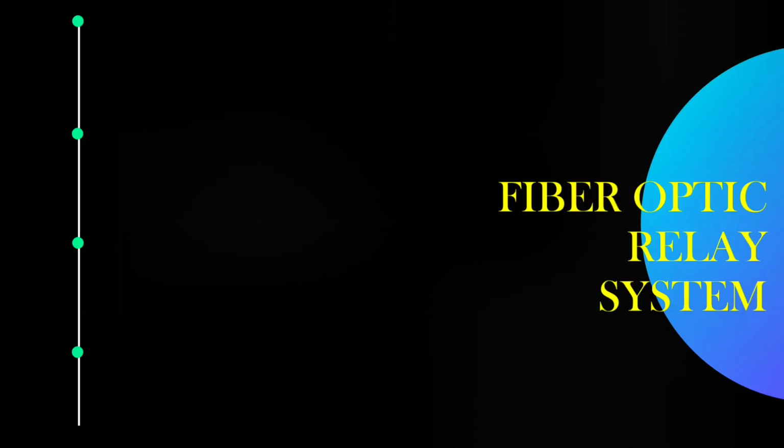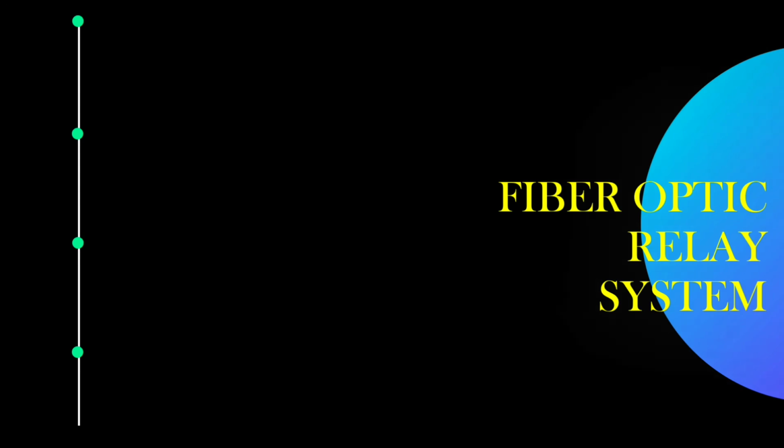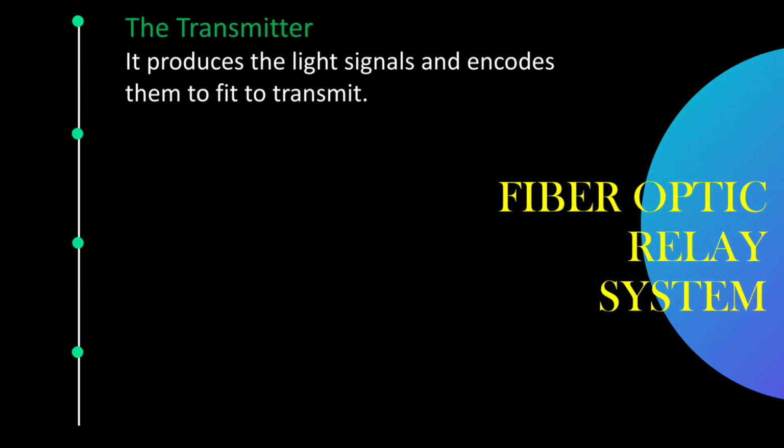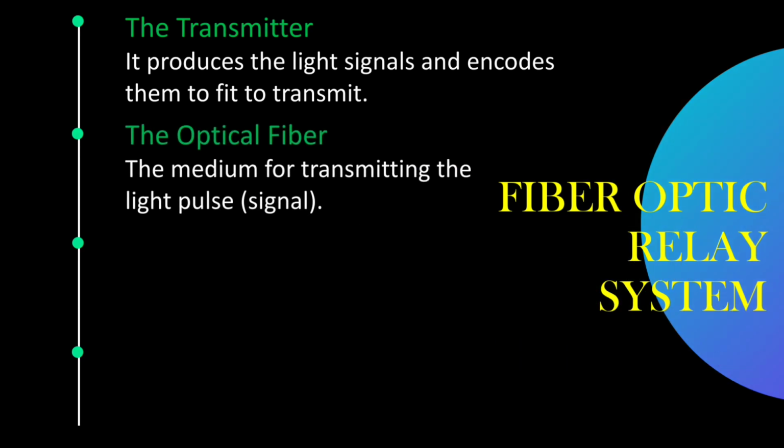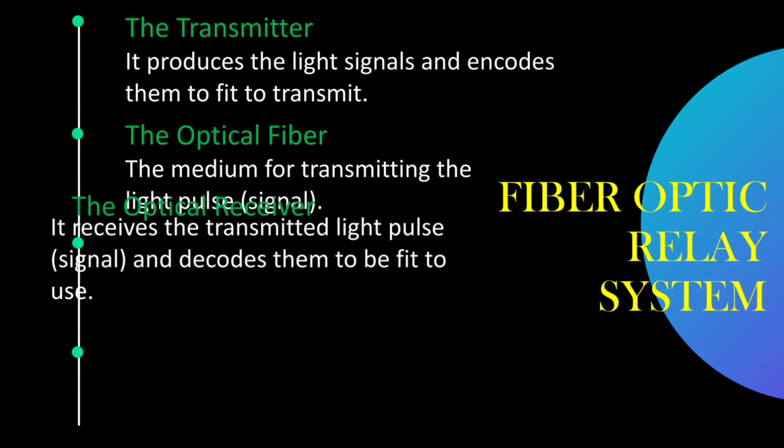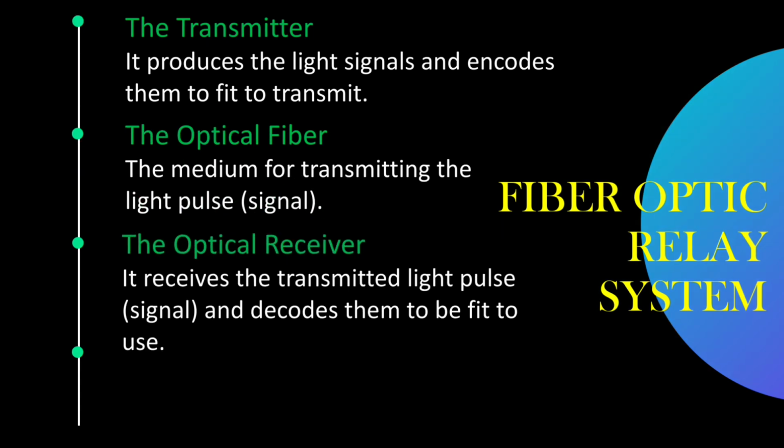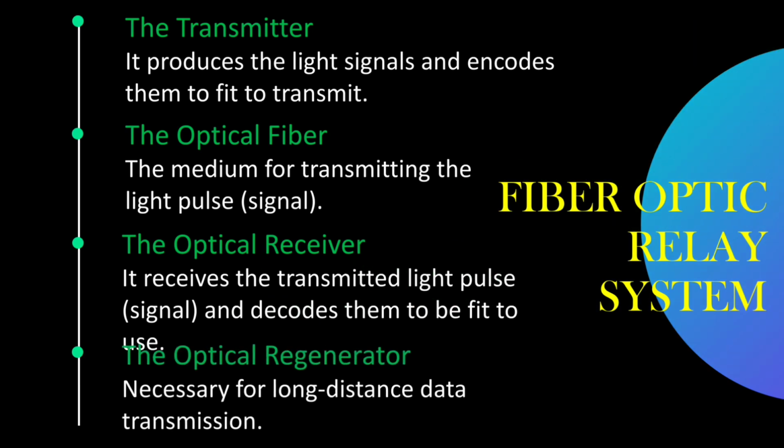Now, an optical fiber relay system consists of the following components. The transmitter, which produces the light signal and encodes it to feed for transmission. The optical fiber, which is the medium for transmitting the signal. The optical receiver, which receives the transmitted light signal and decodes it to be fit for use. And the last one is the optical repeater, which is necessary for long distance data transmission.